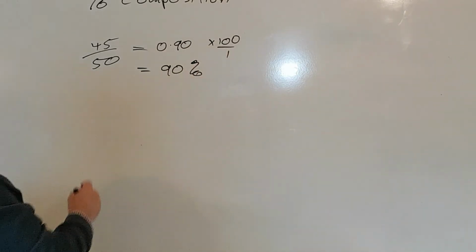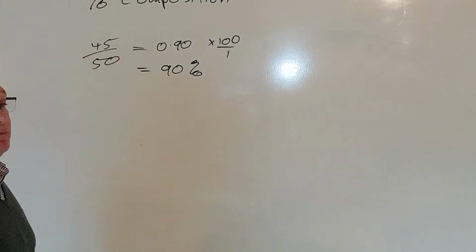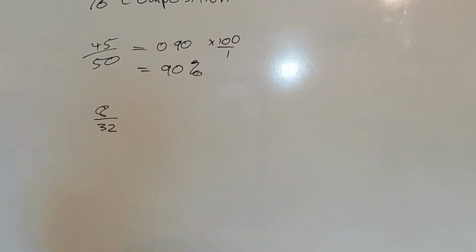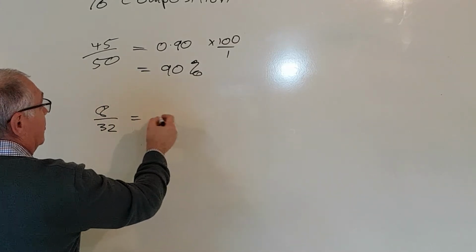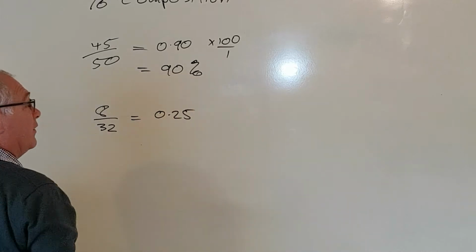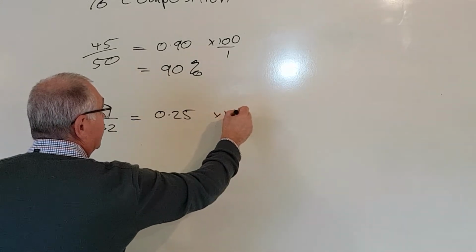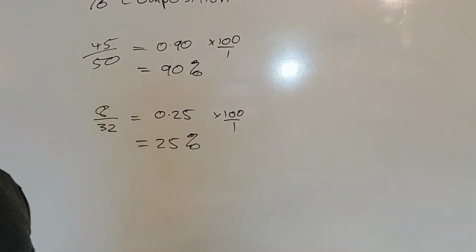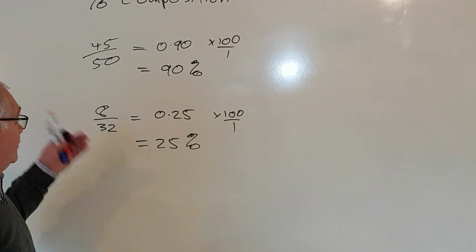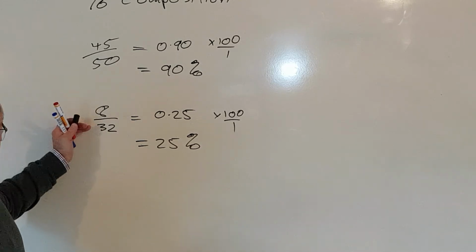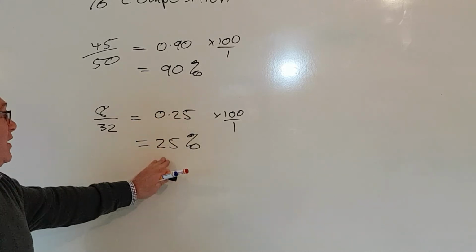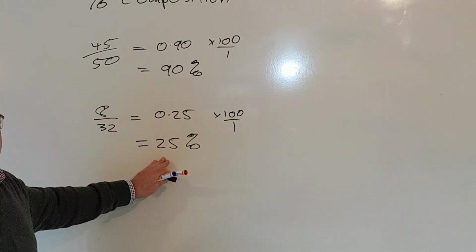Very easy. If you were to have scored, for example, 8 out of 32, 8 out of 32 is a quarter, or 0.25. If we multiply that by 100 or 100 over 1, that is 25%. It's real easy to multiply by 100. You simply shift the decimal point 2 places. So we can change a fraction or a proportion into a decimal and then into a percentage.